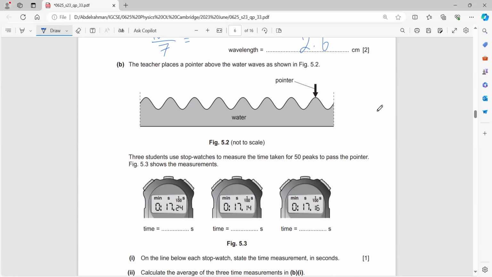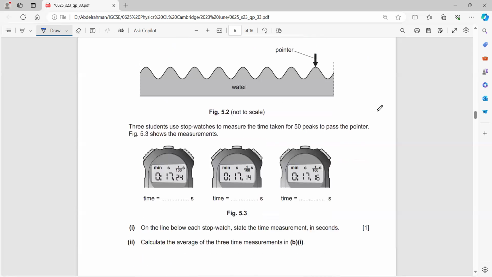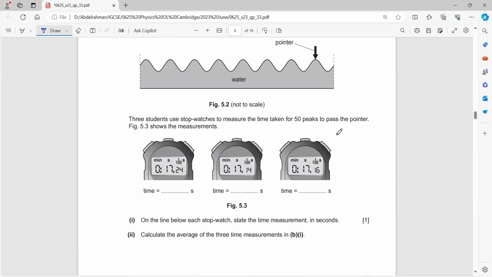The teacher places a pointer above the water. Students used stopwatches to measure the time taken. On the line, state the time in seconds for each of these timings. It's quite easy. We will just write down the time: 17.24, 17.14, 17.16.